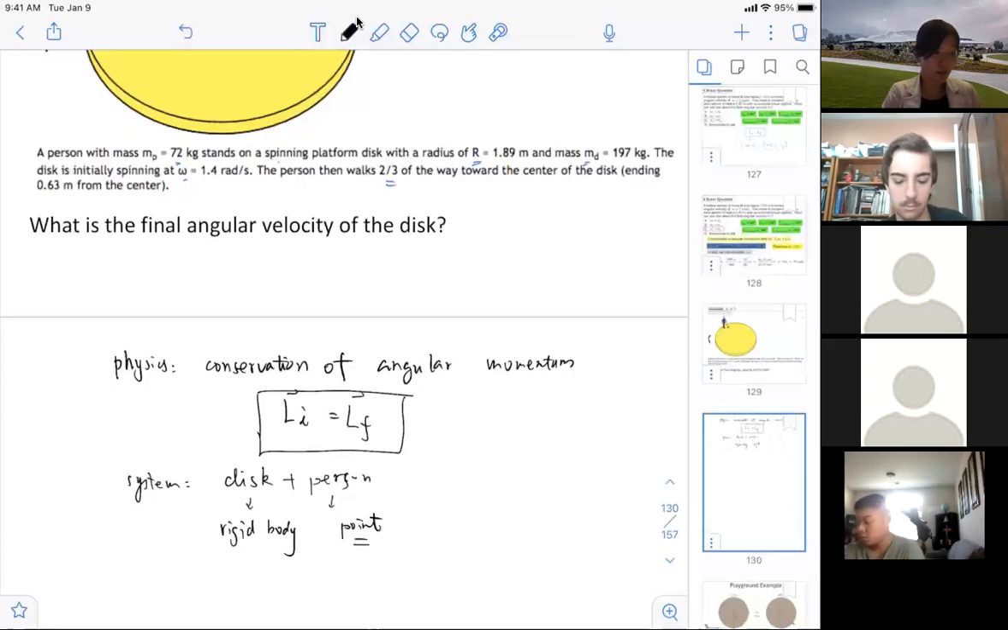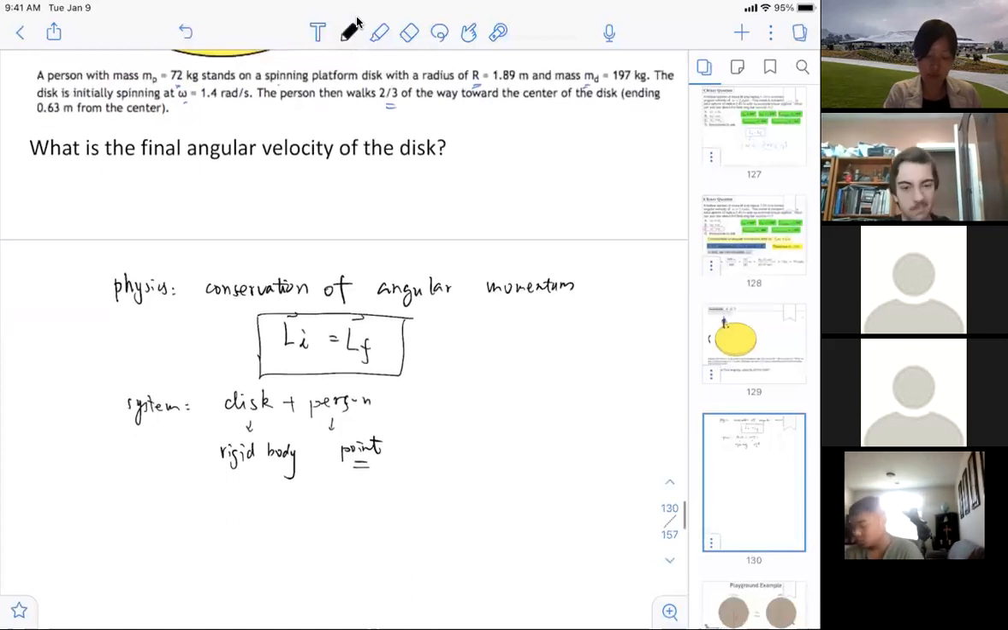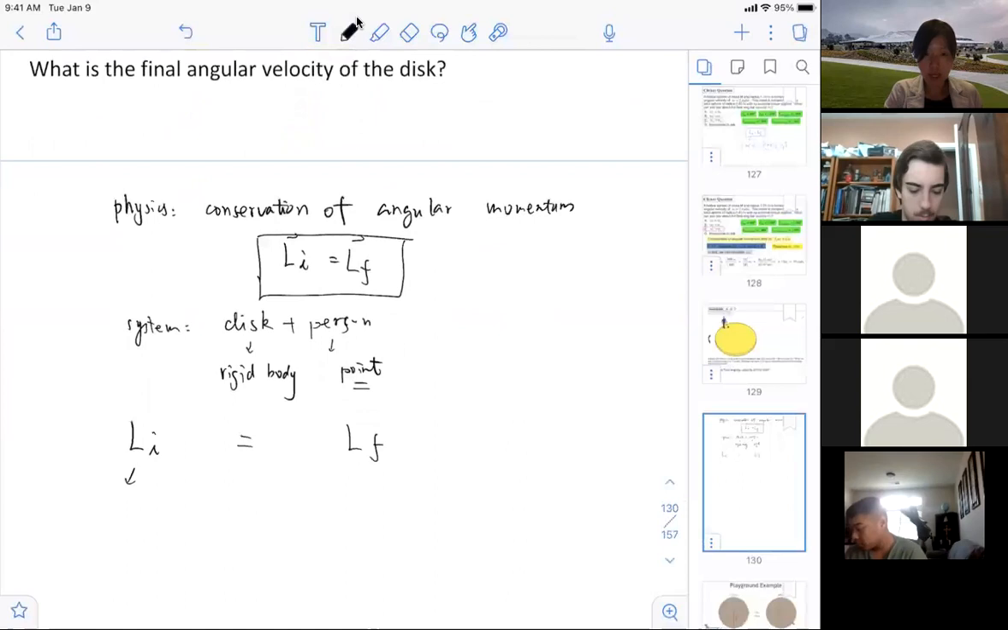Now let's apply this to conservation of angular momentum. Okay, so we said L initial is equal to L final. My L initial has two parts. One is the disk, one is the person, and they're rotating together with omega, right? So omega I.